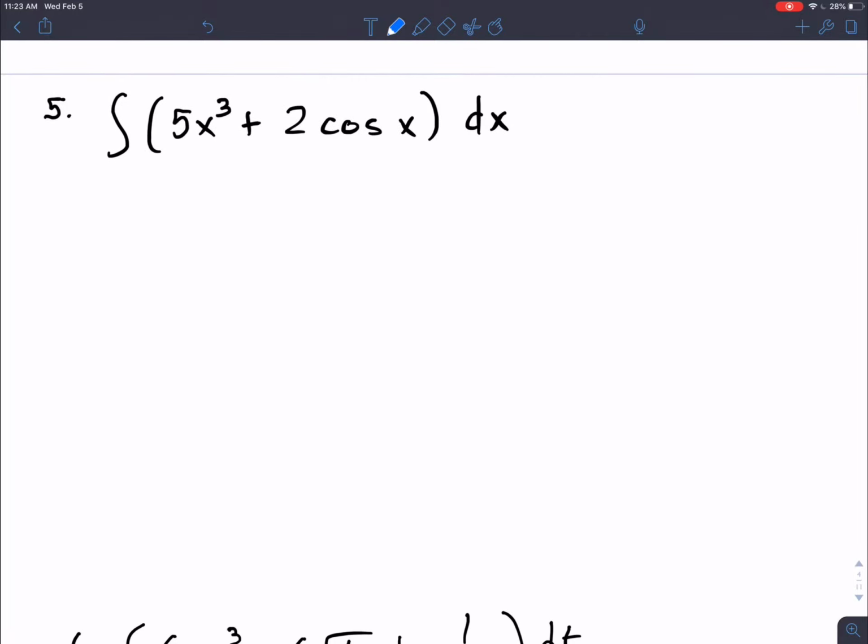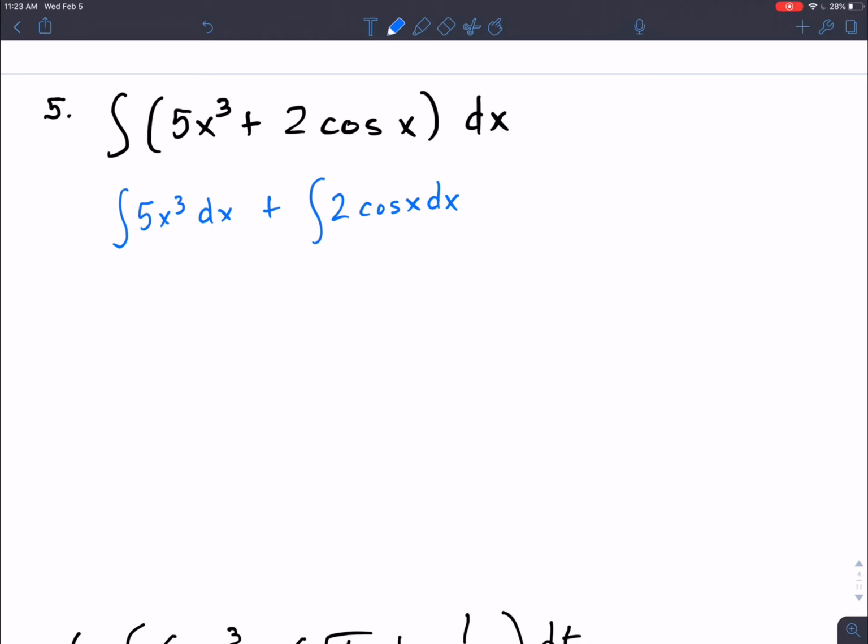Alright, our next one, 5x cubed plus 2 cosine of x. I'm just going to use one of our formulas up above to rewrite this and pull the integrals out front. First of all, the integral of a sum is the same thing as the sum of the integrals. Previously we would do this with derivatives. We can take the integral of 5x cubed dx, and we would have the integral of 2 cosine of x dx. So we can break them apart just like we did with derivatives.